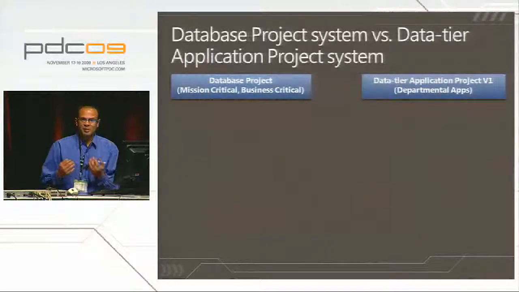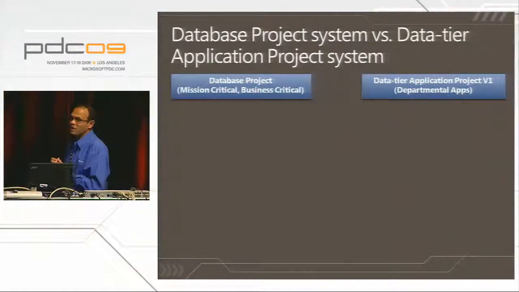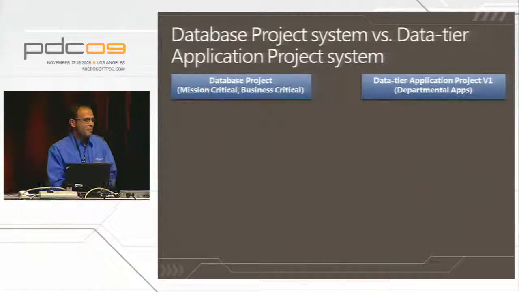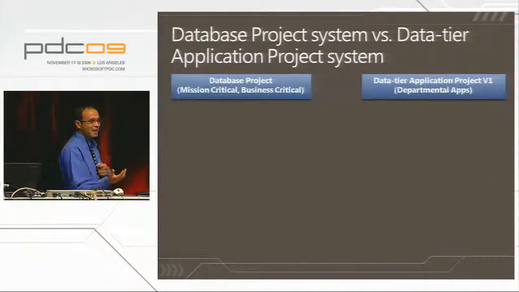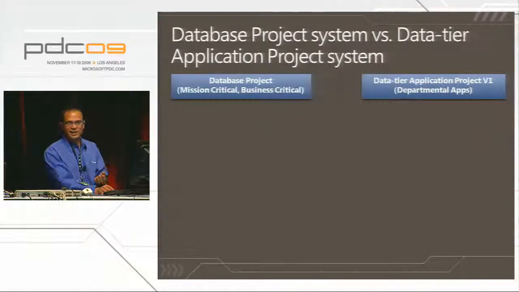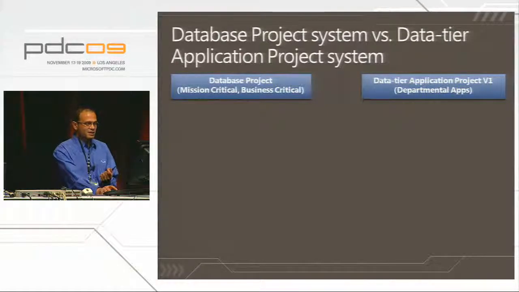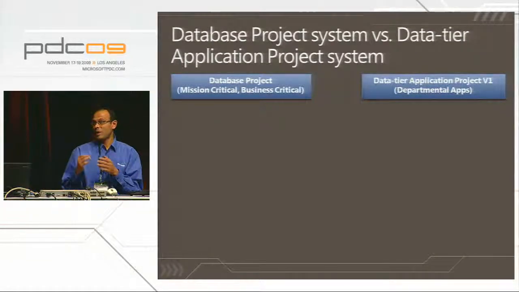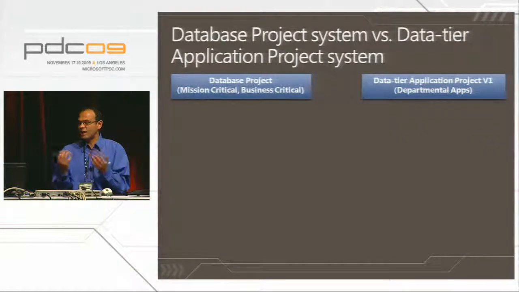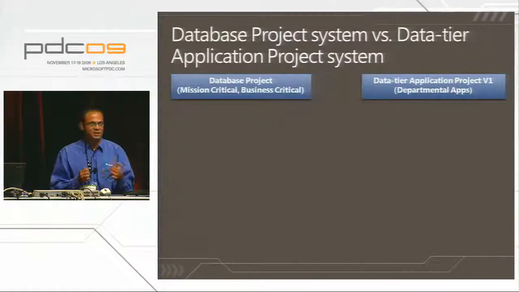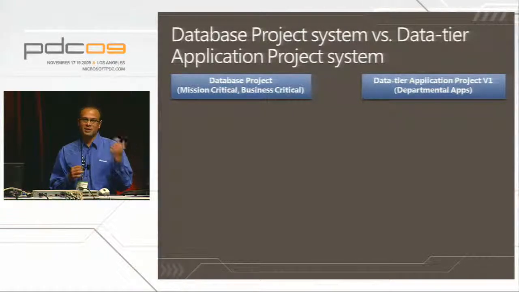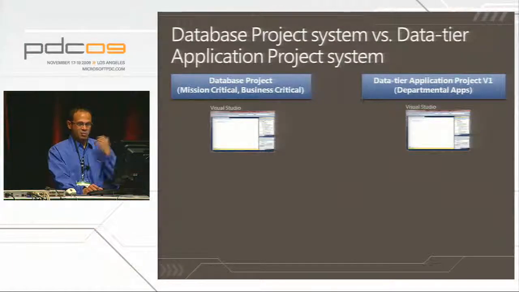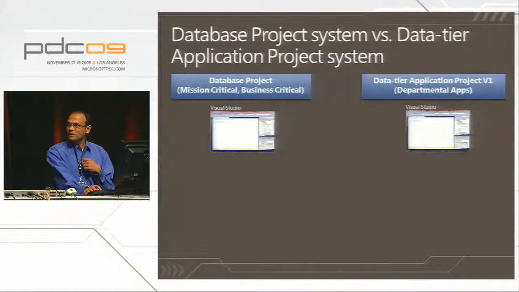Okay, let's compare with what we know. Today we have the database project system, and there's the data tier application project system, and both live side by side, as I was telling you, in VS 2010. The database project system does a great job of handling mission-critical, business-critical, large-scale data applications, while the data tier application project is targeted at department labs. We both start in Visual Studio and create a project.